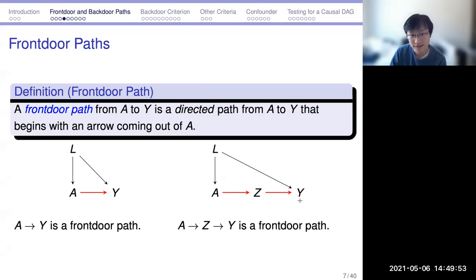So this is another example. We have A arrow to Z, arrow to Y. So this one is a front door path, the highlighted one, because this is a directed path where each arrow has the same direction and it's coming out of A to Y.